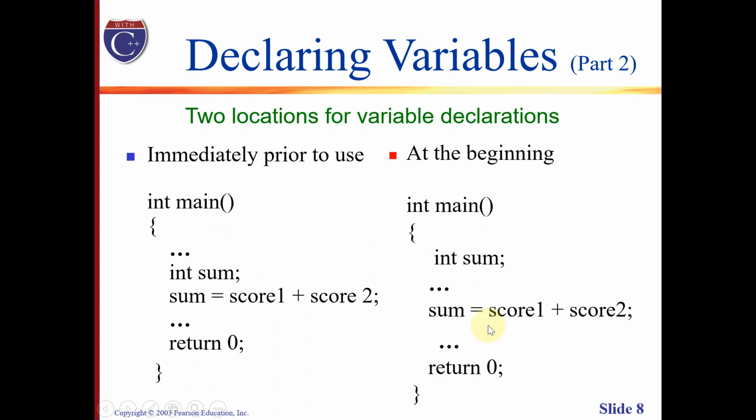It's just a matter of preference, which one would appeal to you the most. But in my case, I would prefer declaring my variable at the beginning of my function.